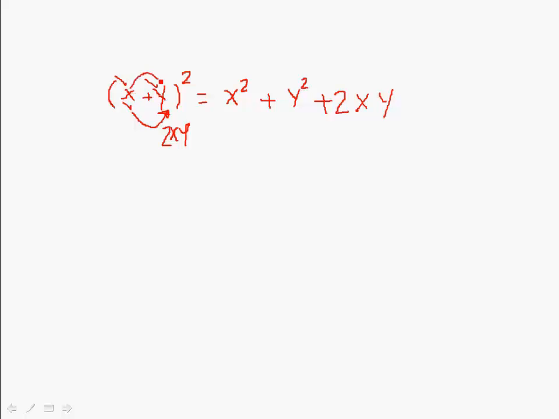Again, if we have x plus y all to power 2, how can we solve it? Multiply x times x, gives x squared, plus multiply y times y, gives y squared, plus multiply x times y to give xy, and multiply by 2, it is 2xy. So x plus y to power 2 is x to power 2 plus y to power 2 plus 2xy. You must know this form.